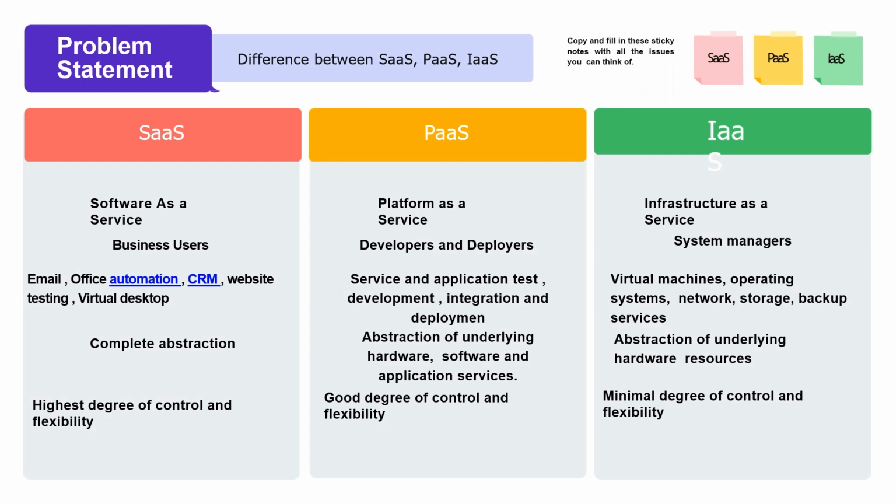So, the difference between SaaS and IaaS. SaaS is completely abstracted. IaaS is abstraction of underlying hardware, software, and application services. IaaS provides abstraction of underlying hardware resources.